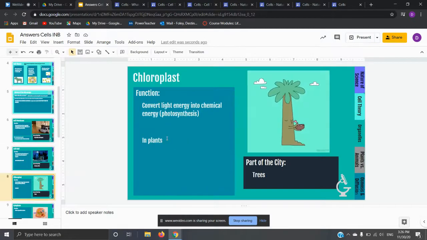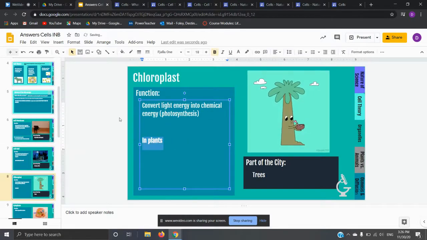Plants also have this thing called chloroplast. Some of you may know what a chloroplast is, others of you may not, and that's okay. Chloroplast is where photosynthesis takes place. So it converts light energy into chemical energy. Photo, for those of you that do not know, means light. So like a photograph, you need light in order to take a photograph.